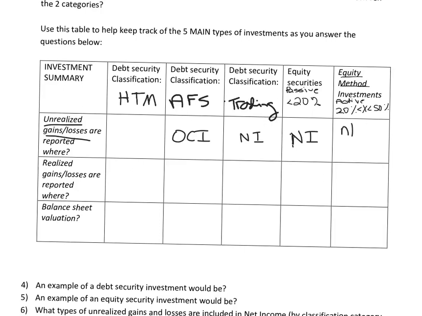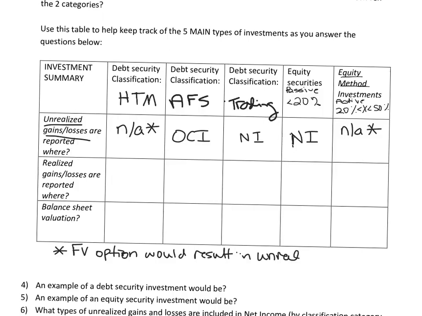And with the equity method and the held to maturity categories, we said we don't really recognize unrealized gains and losses except for this little asterisk situation, and the asterisk was that if you chose the fair value option, that would result in unrealized gains and losses.